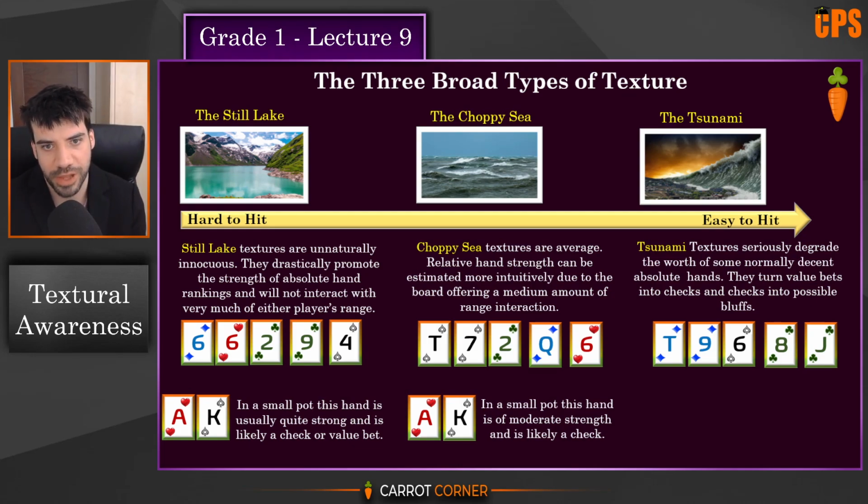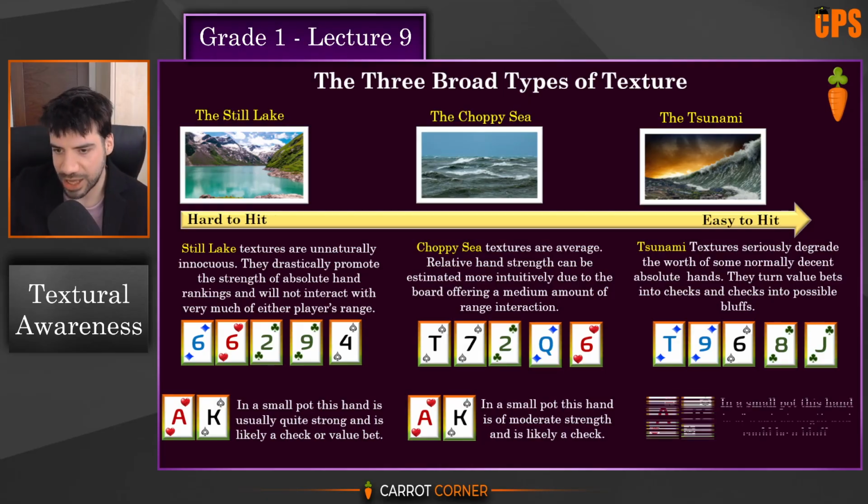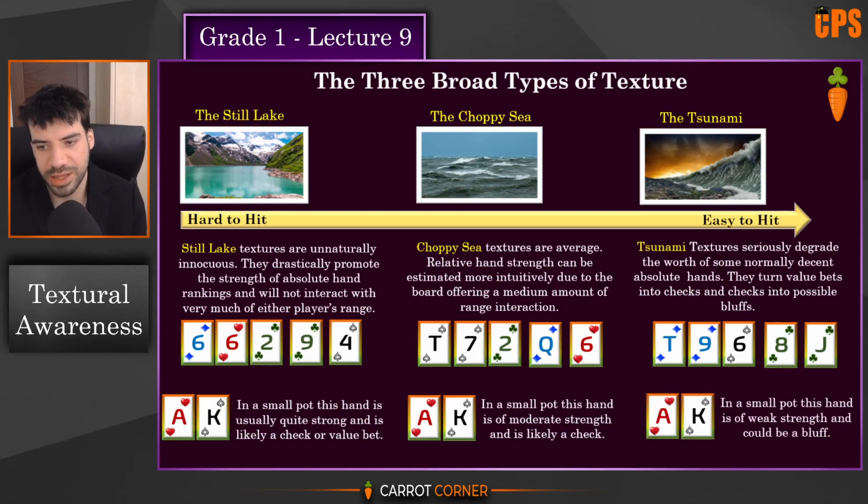But in a node where you've just checked down passively and everyone's got to the river with a relatively friendly action sequence with minimal investment, well, now ace king is just going to be a moderately strong hand that checks. It's not going to be really good or really bad. On a tsunami texture, however, this very same hand is going to be really weak.